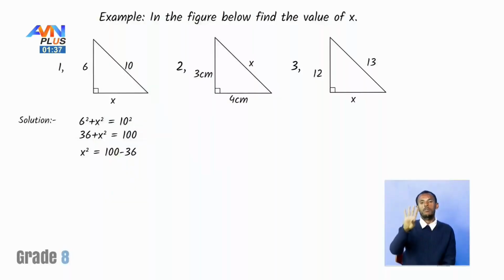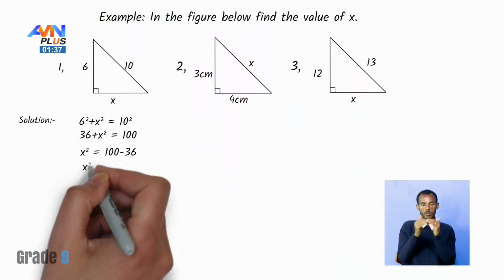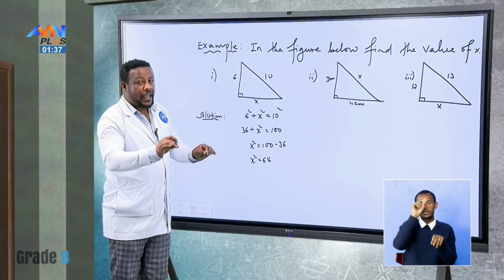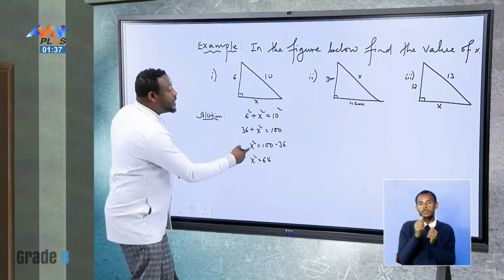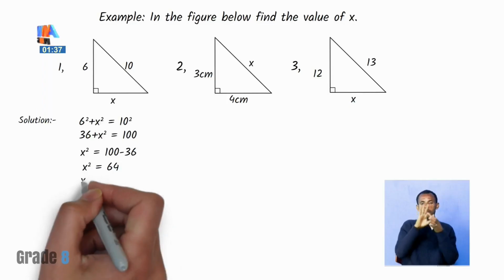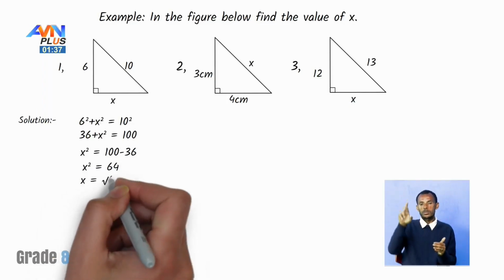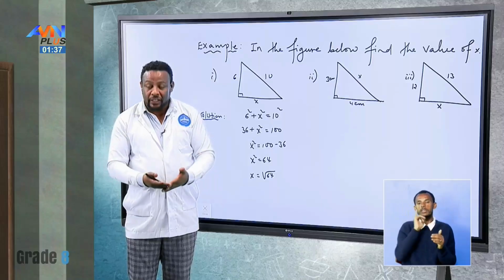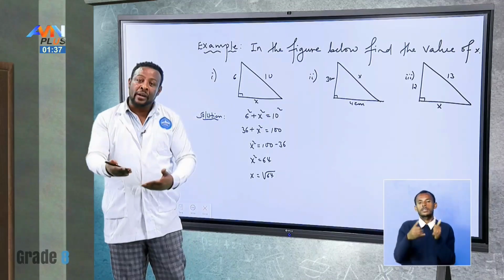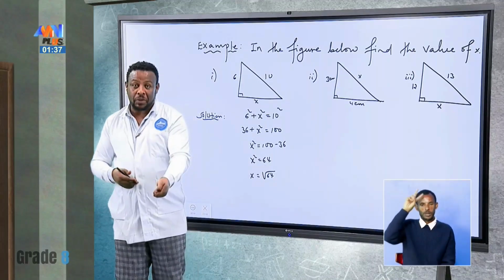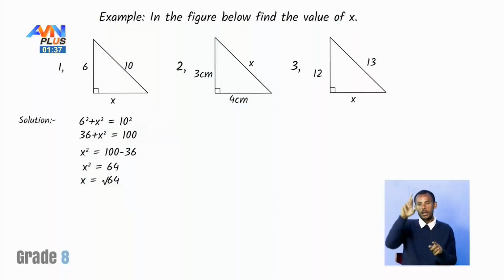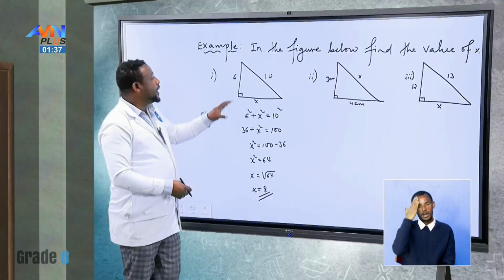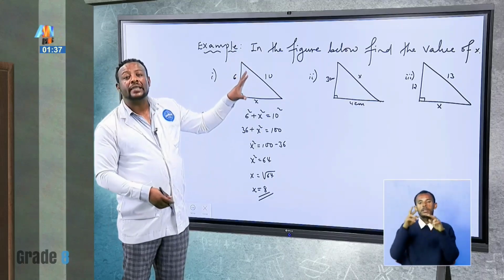So x square is equal to 64. You can take the radical on both sides, and this equation becomes x is equal to square root of 64. As you all know, 64 is a perfect square, which is the same as 8 square. So it can be taken out from the radical. So this becomes x is equal to 8. So the unknown side in the first right triangle is 8.